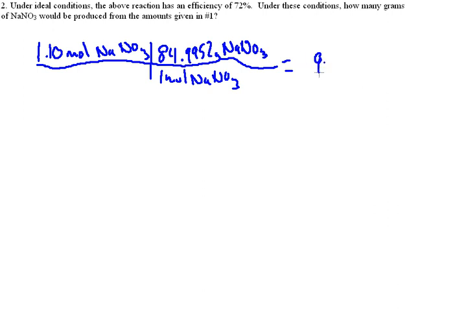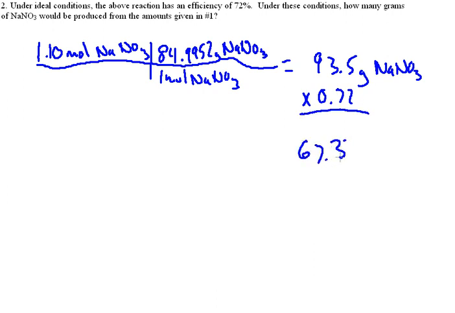This is going to give us 93.5 grams. So if we received 100% yield, we would get 93.5 grams of sodium nitrate based on the amounts that we had in the problem. However, under ideal conditions, we only get 72% of that. So 72% of 93.5, we're just going to multiply that by 0.72. And we end up with 67.32 grams of sodium nitrate.